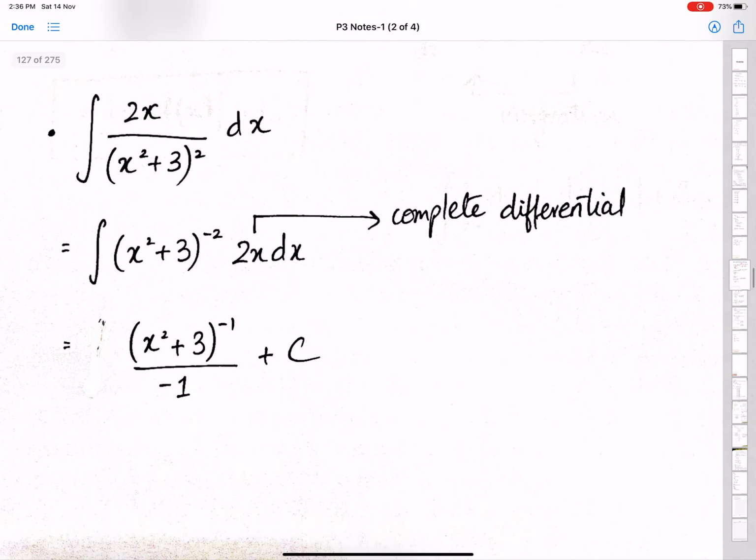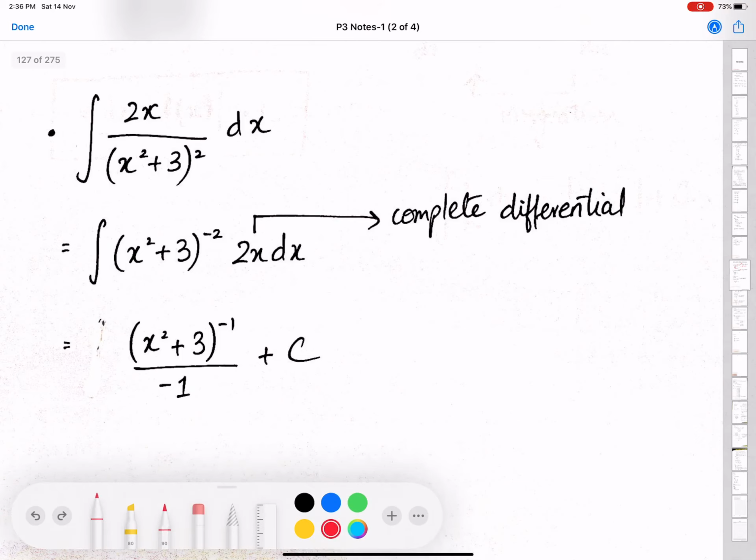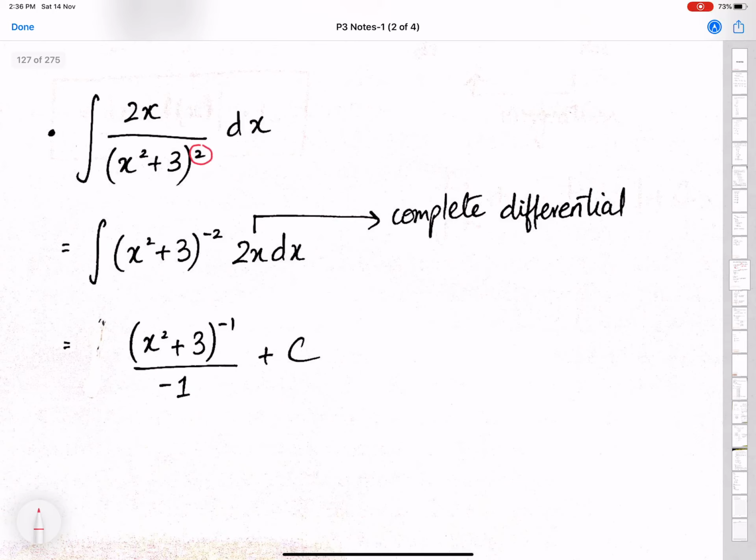Another example of basic formula number 1. Since the power of the function is not 1, bring this function in numerator. Remember this rule. If the function is in denominator and its power is not 1, then always bring the function in numerator.